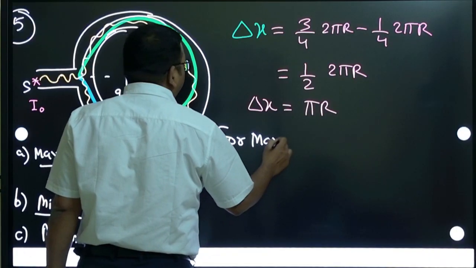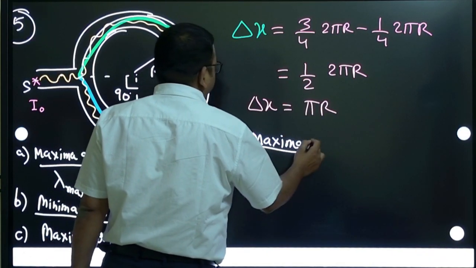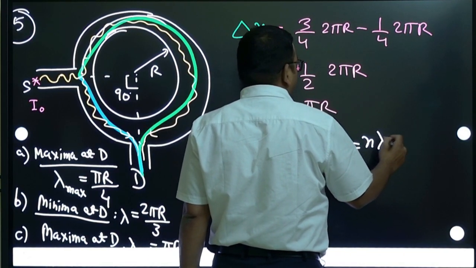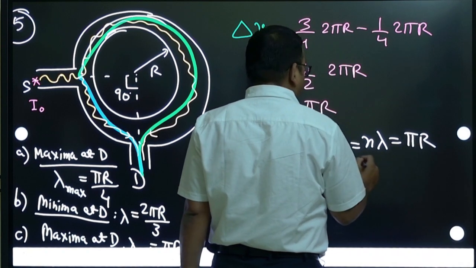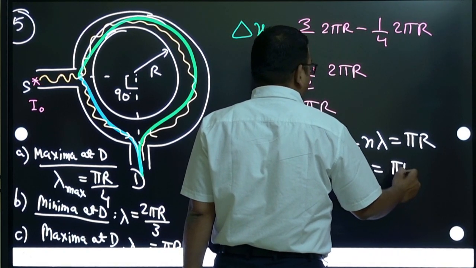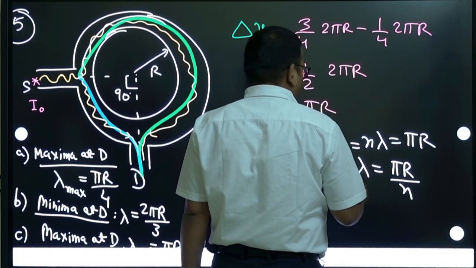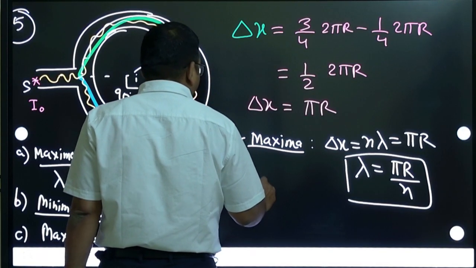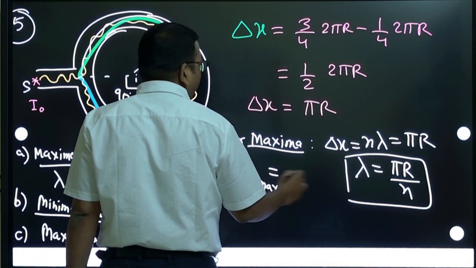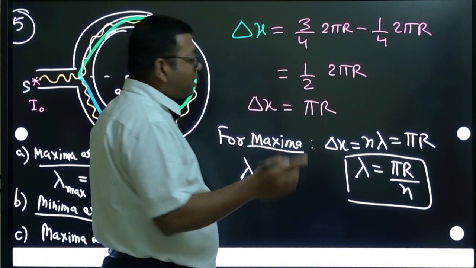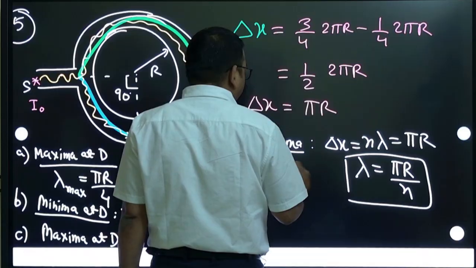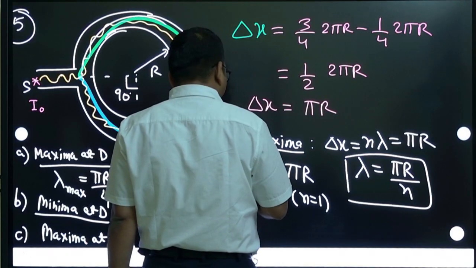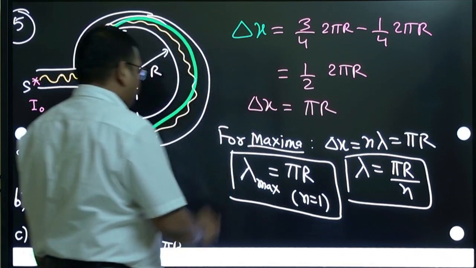And if I consider maxima, what is the condition? Delta x must be n times lambda. So from here you got lambda is equal to pi r by n. That's all. And if you want the maximum value, n you will take as minimum, and the minimum value of n is 1. So this will be pi r. This will happen when n is 1, right?